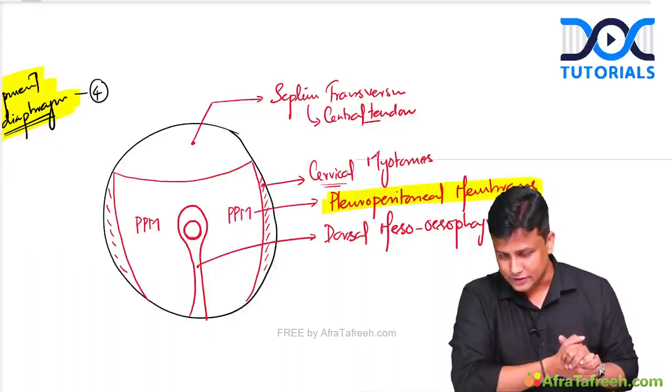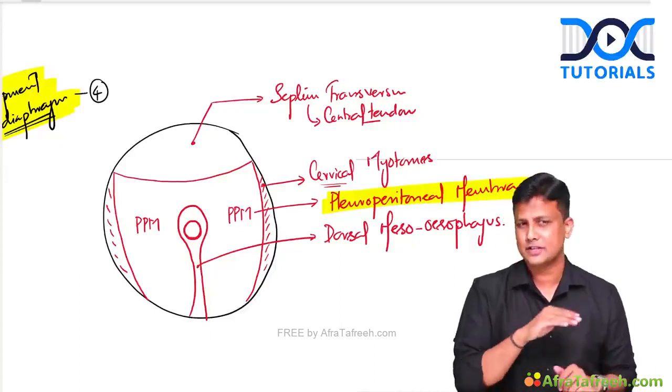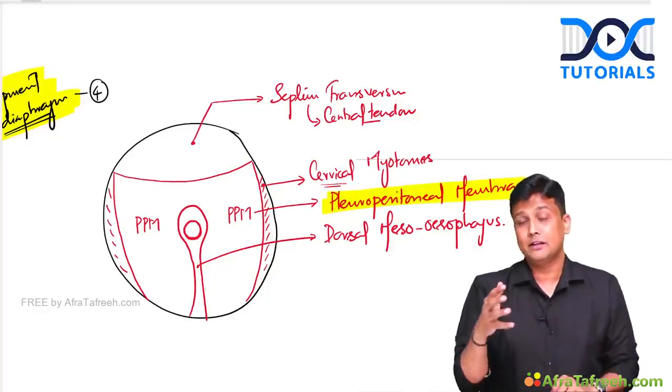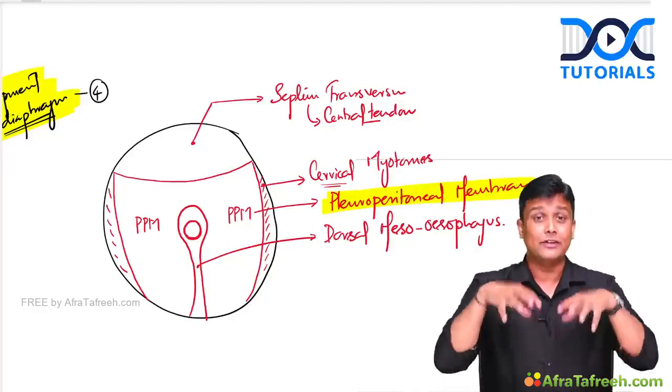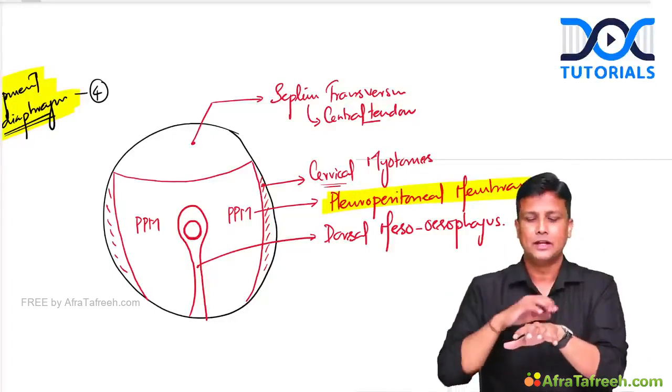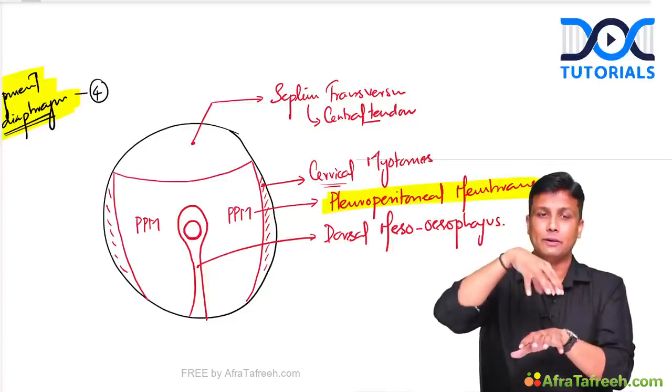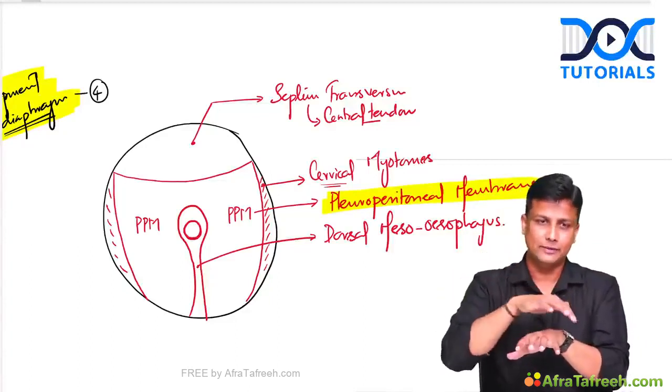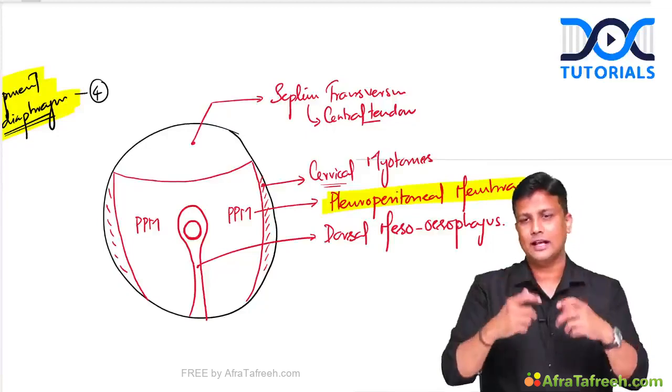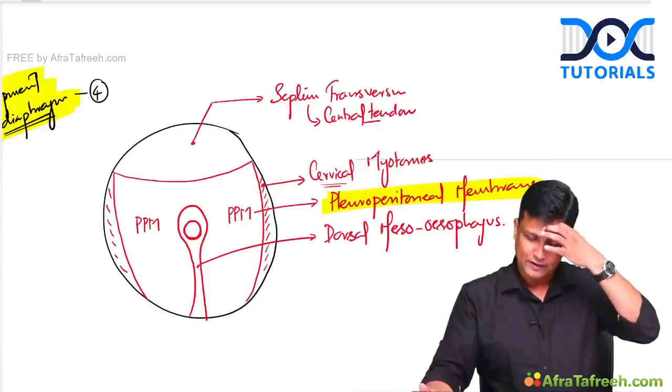Sir, is this the transverse section? Not exactly the transverse section of the diaphragm. We are actually seeing the diaphragm from above. So this is your dome shaped diaphragm and we are looking from above. So there will be the central tendon, the muscular part, the pleuroperitoneal membrane, and then the dorsal mesoesophagus.